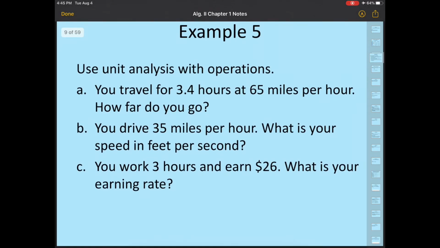With example 5, we're going to be actually working with some units. So we're going to be working with part A first. If you travel 3.4 hours at 65 miles per hour, well, how far did you go?